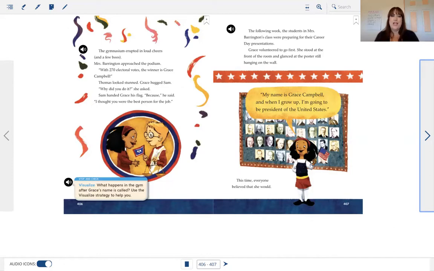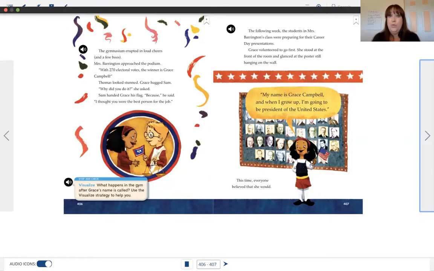Why did you do that? She asked. Sam handed Grace his flag. Because, he said, I thought you were the best person for the job. The following week, the students in Mrs. Barrington's class were preparing for their career day presentations. Grace volunteered to go first. She stood up at the front of the room and glanced at the poster still hanging on the wall. My name is Grace Campbell, and when I grow up, I'm going to be President of the United States. This time, everyone believed that she would.